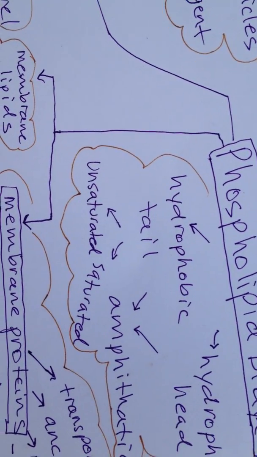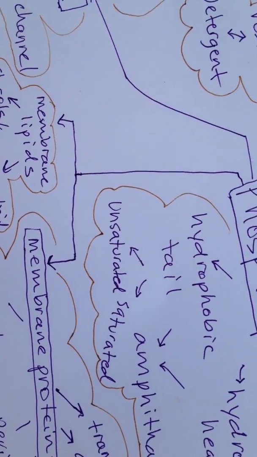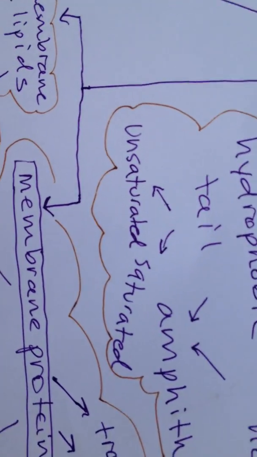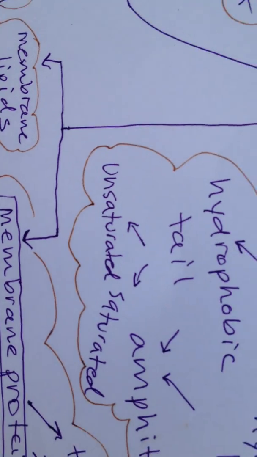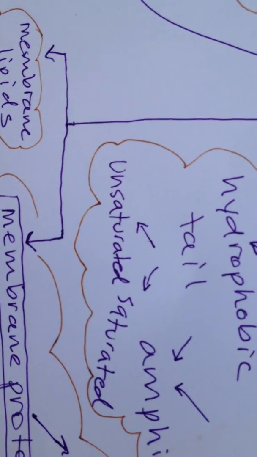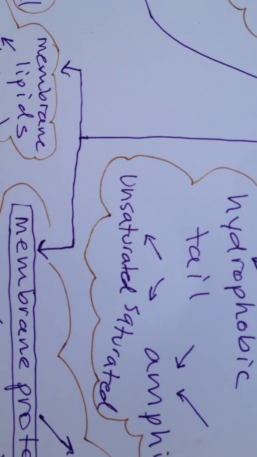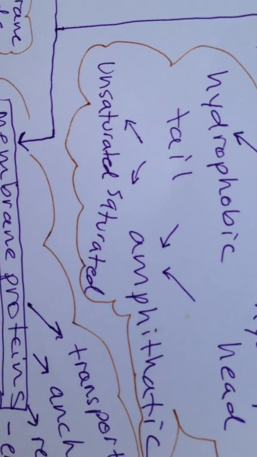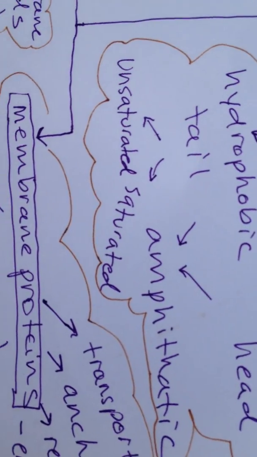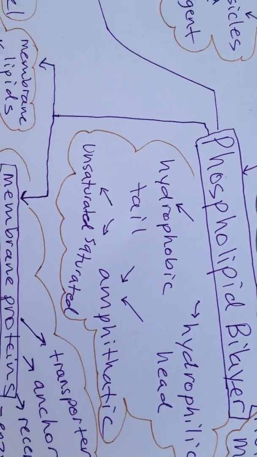Now, the hydrophobic tail being a fatty acid, which we talked about last time, it can be unsaturated, which means that it has at least one double bond and not all the hydrogens that it could possibly have are on the molecule, or saturated, meaning it has all the possible hydrogens it could have.